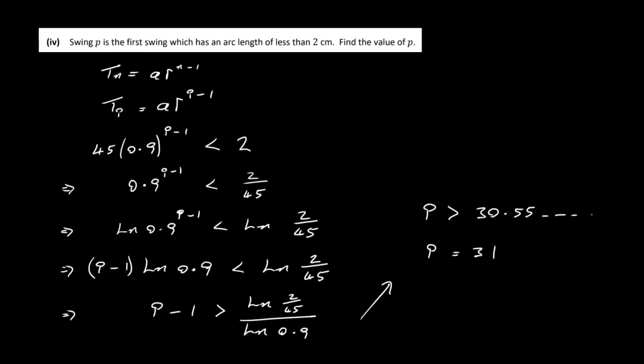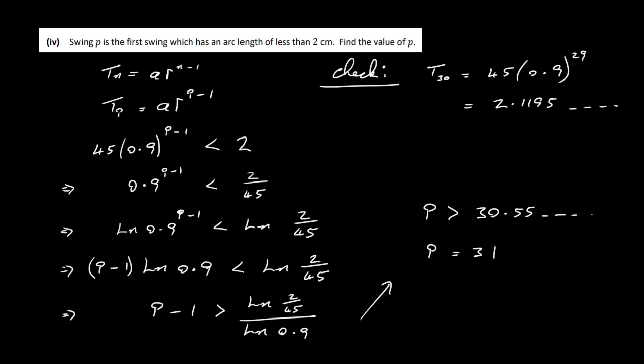Now we can check that if you like. We know that Tn is equal to this here, or Tp is equal to that thing there. So let's look at T30. That's going to be equal to 45 times 0.9 to the power of 29. When you work that out, you get 2.1195 and so on. So that's over 2. That's greater than 2. We want less than 2.